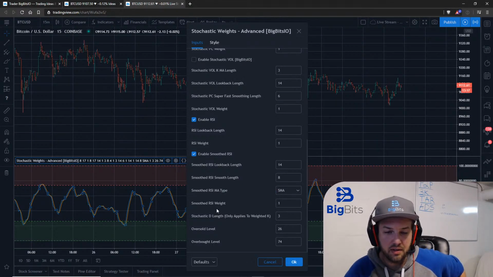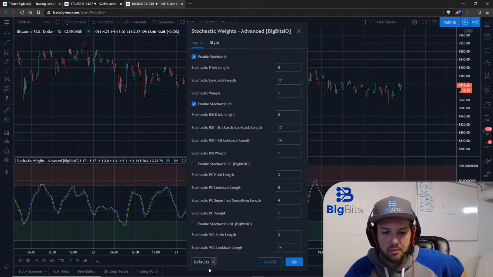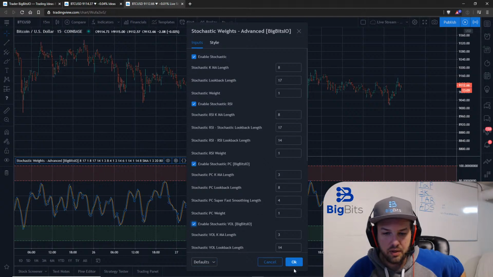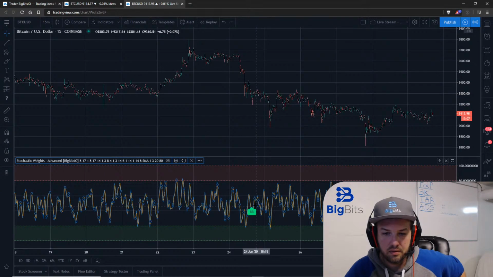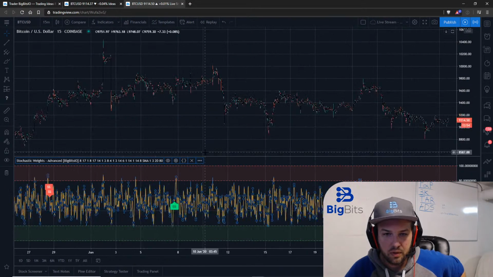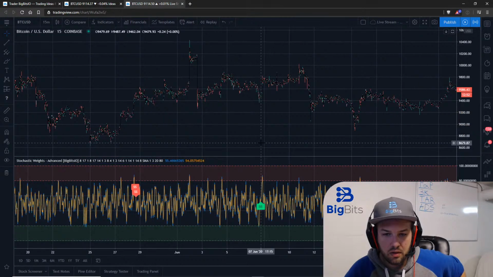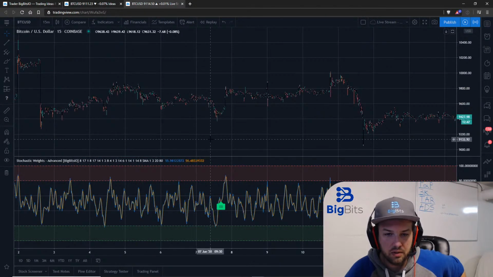I'm trying to think if there's anything else I can find that ranges between 0 to 100. And let me reset all these, and we'll just enable everything at once and see if we get anything. So you got one here, which wasn't that bad. But really, I would like to find something like this, but that's not really a divergence because it went lower. This one was really good, actually.